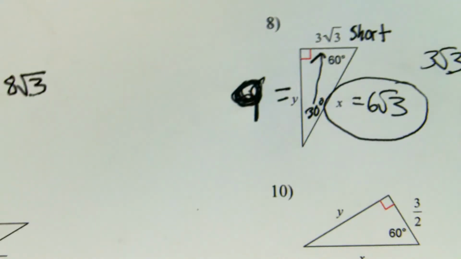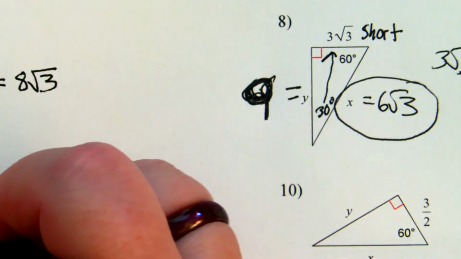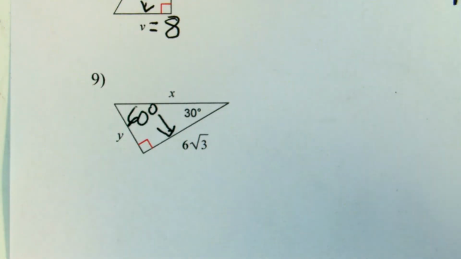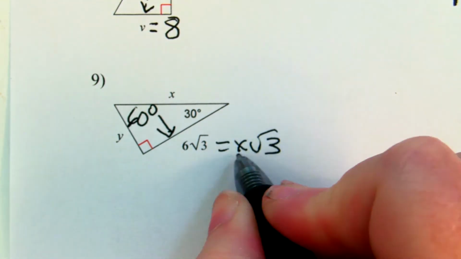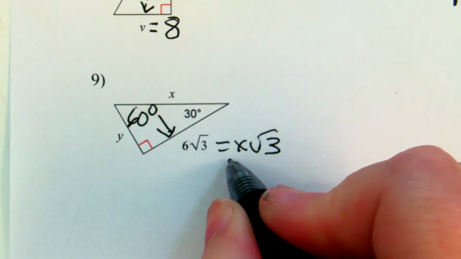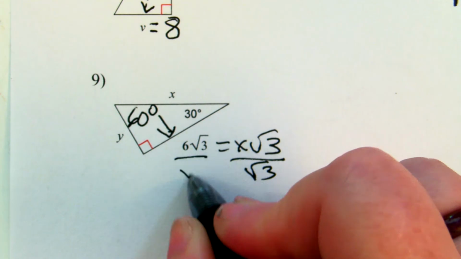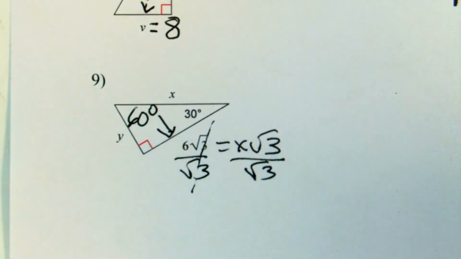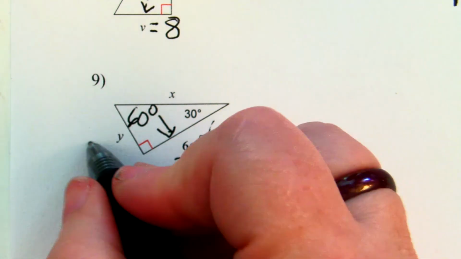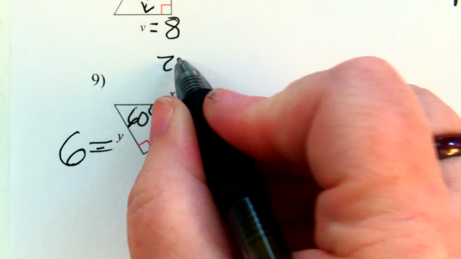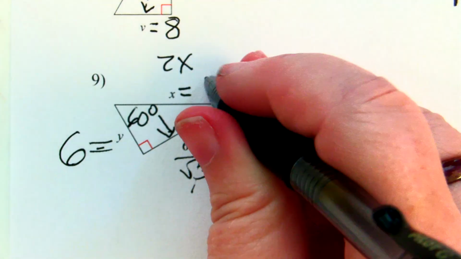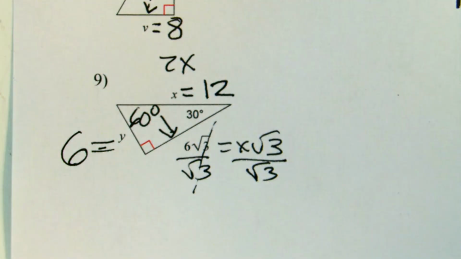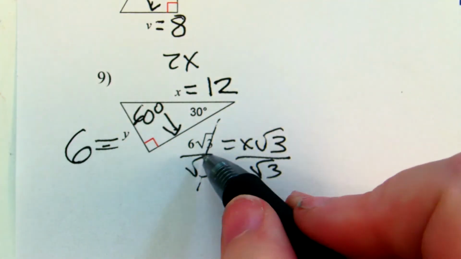2 more to go. This one is across from the 60. And they gave us 6 rad 3. So that's x rad 3. So what do we have to do to get x by itself? Divide by rad 3. And what happens when we divide by rad 3? How much do we get? 6. And this is 2x. So what do we do to the 6 to get the hypotenuse? Double it. So we get 12. X, x rad 3, 2x.